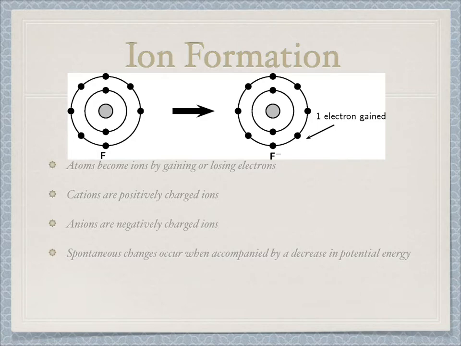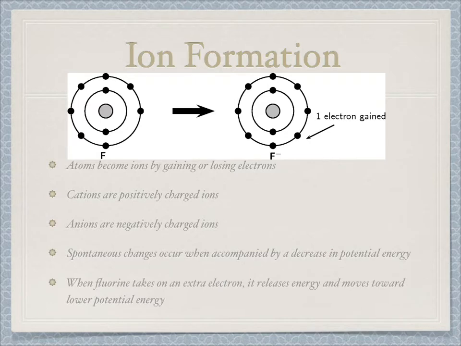And these changes will occur spontaneously, a lot of times, if there's a decrease in potential energy. So overall, these things will happen if, when they're done, there's lower energy than when they started. So when this fluorine atom up above gets this extra electron, it actually loses energy and has lower potential energy. So it's a lower energy state. Therefore, it's more stable. It doesn't take as much energy to hold it there.